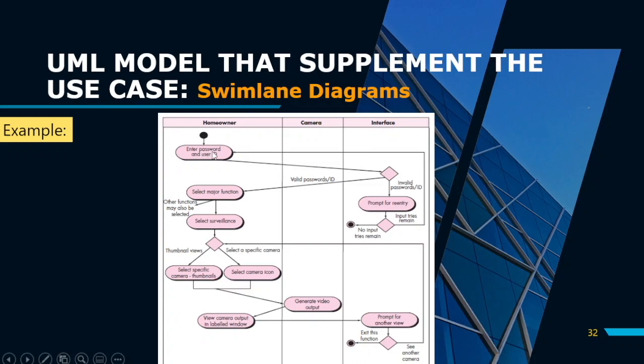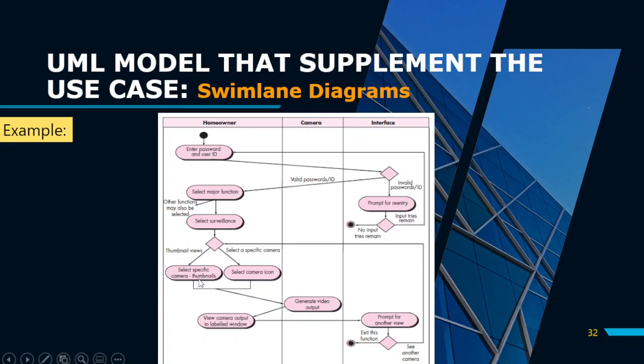The homeowner will enter the password. The interface will validate the password. If it is correct, it will allow the homeowner to go to the next step, displaying the menu. If it is wrong, it will ask you to re-enter the password. Then he can select the major function, and then select the surveillance. After the homeowner selects the surveillance, he can see two functionalities: select the specific camera thumbnail or select a camera icon.